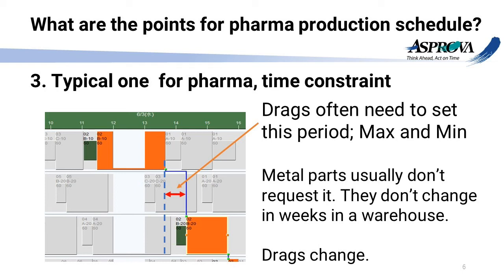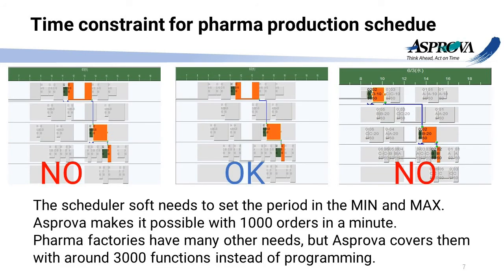They don't change in weeks in a warehouse, but drugs change, and often it's fatal. The scheduler software needs to set the period in the min and max. Asprova makes it possible, even with 1,000 orders, in a minute. Pharma factories have many other needs, but Asprova covers them with around 3,000 functions instead of programming.